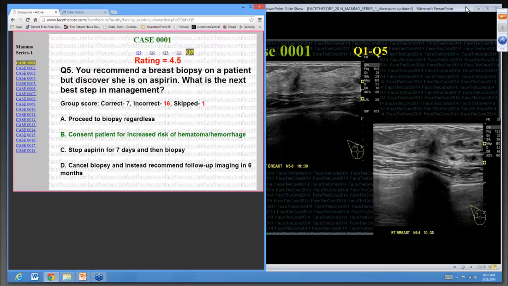You recommend a breast biopsy on a patient but discover she's on aspirin. What's the next best step in management? As far as the correct answer choice, unfortunately, many of you got this question wrong. Several studies confirm breast biopsies are safe in patients on antiplatelet or anticoagulation medication, but not on clopidogrel, C-L-O-P-I-D-O-G-R-E-L. However, there is a slight increased risk of hematoma for which the patient should be consented.